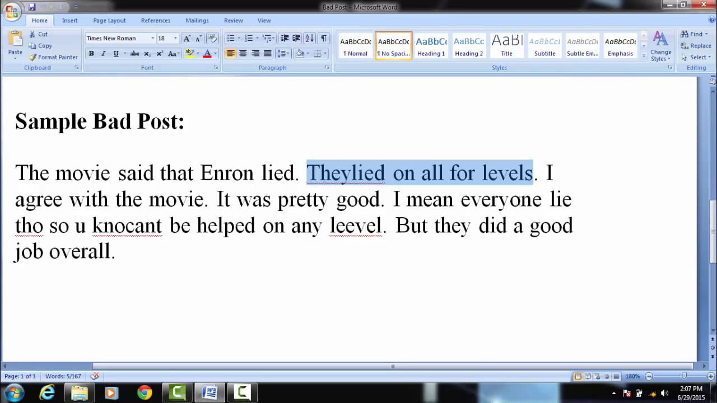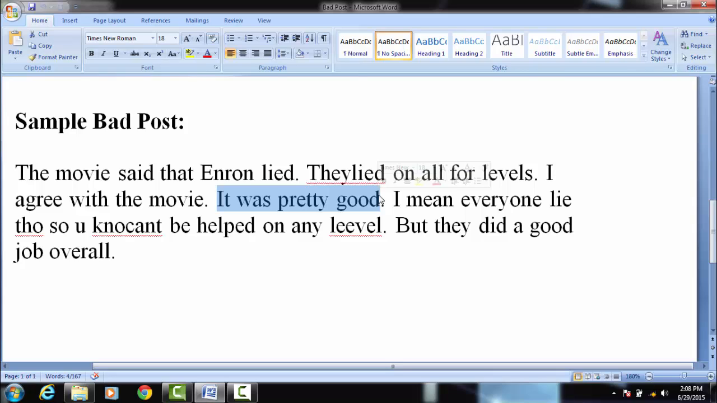Then the student evaluates the film instead of continuing to answer the other questions asked by the prompt. We can see that here when the student simply says, it was pretty good. It might be okay for you to evaluate the film in a discussion post, but here it's off topic and it's not relevant.